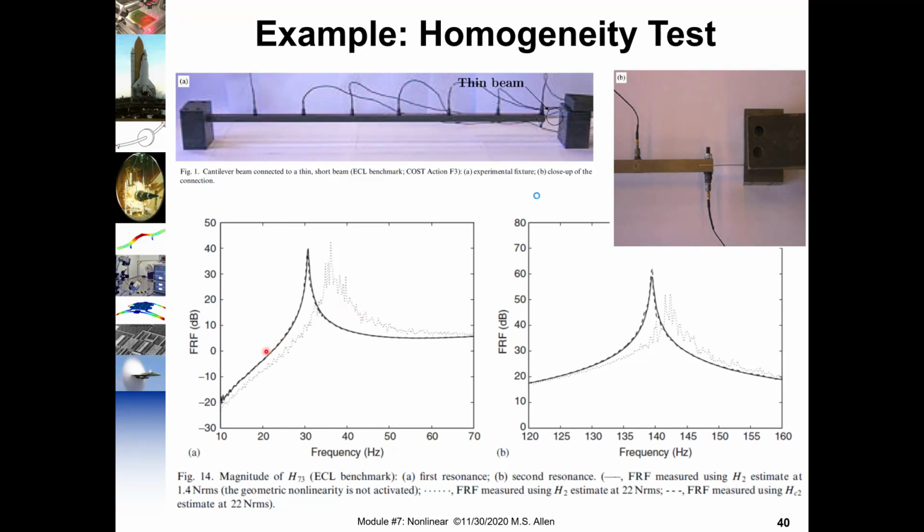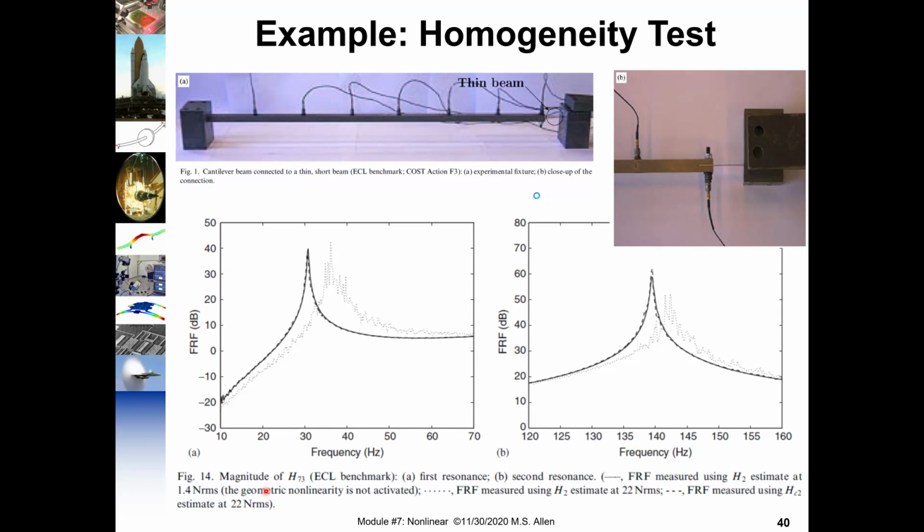In this case, they measure the FRF using a small level of force, and then they measure the FRF using a large level of force. And if those two FRFs are different, then that gives you an indication that there's a nonlinearity. And the amount of shift that you get tells you something about how strong that nonlinearity is. So here they did that around the first mode and on the second mode, and they're able to see that, yeah, this system definitely is nonlinear at a 22 Newton forcing amplitude.